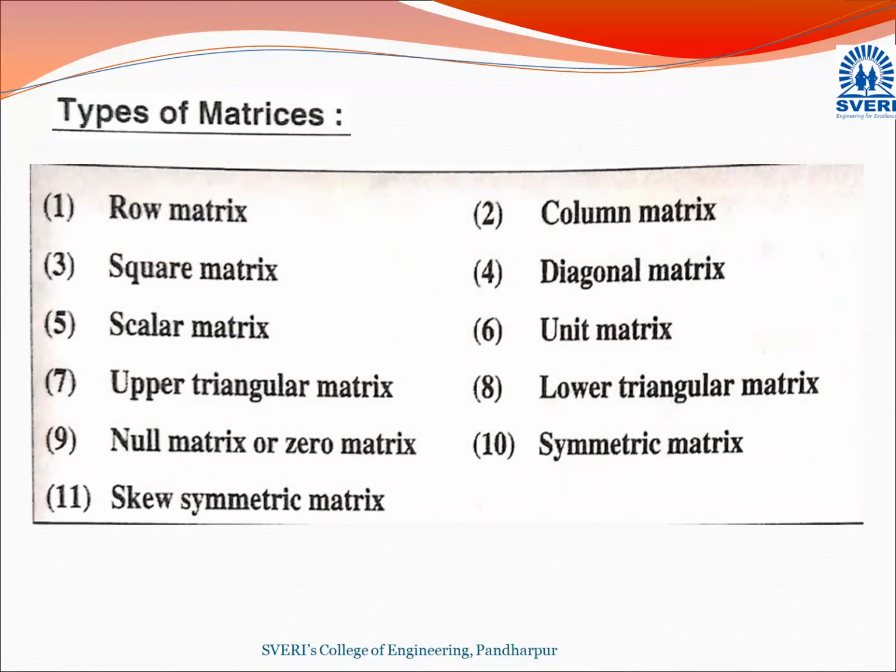Now, types of matrices. As we know: row matrix, column matrix, square matrix, diagonal matrix, scalar matrix, unit matrix, upper triangular matrix, lower triangular matrix, null matrix or zero matrix, symmetric matrix, and skew symmetric matrix.